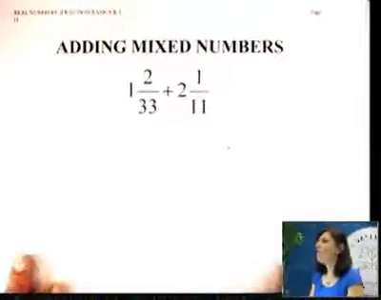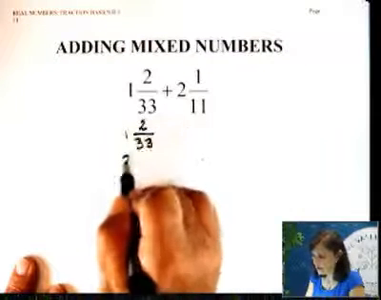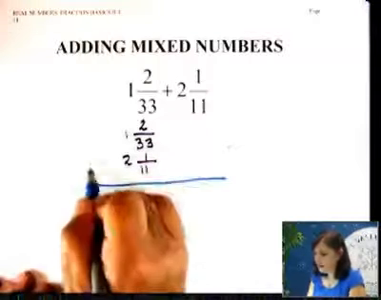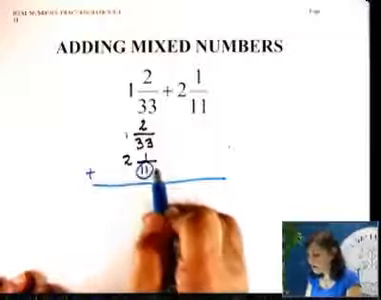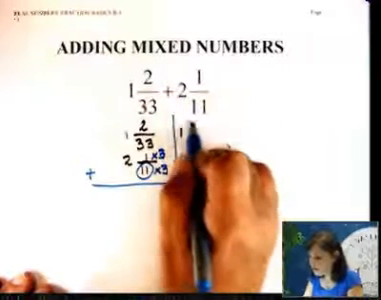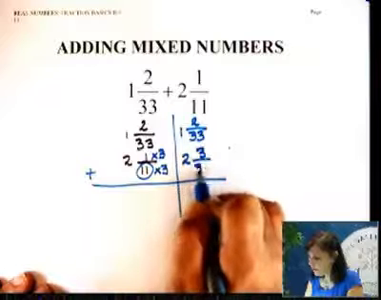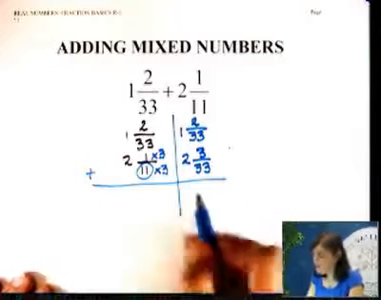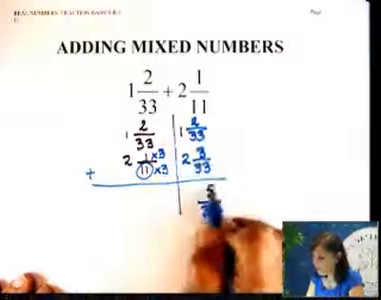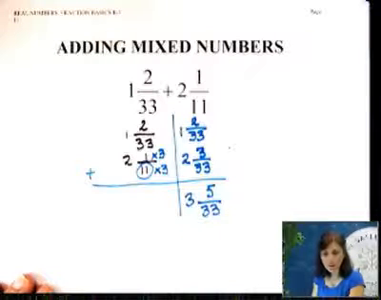Now, what do you do when you have unlike mixed numbers? I do the same thing. I write them vertically. Now, the thing is, these are unlike, so I need to make this the same. So I multiply top and bottom by 3 and rewrite this. Watch. 1 and 2 over 33. 2 and 3 over 33. Now they are like, so I add the fraction part. 3 plus 2 is 5. And I add the whole number part. And there's nothing to simplify.